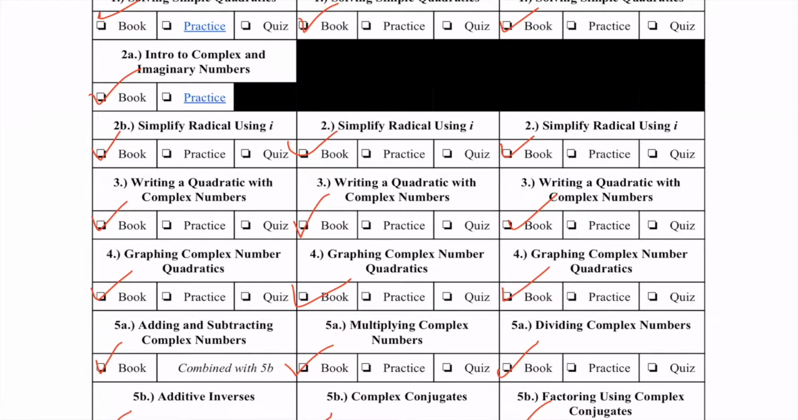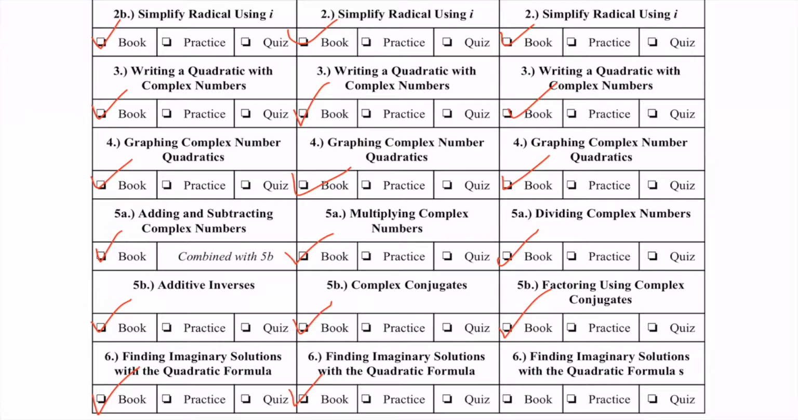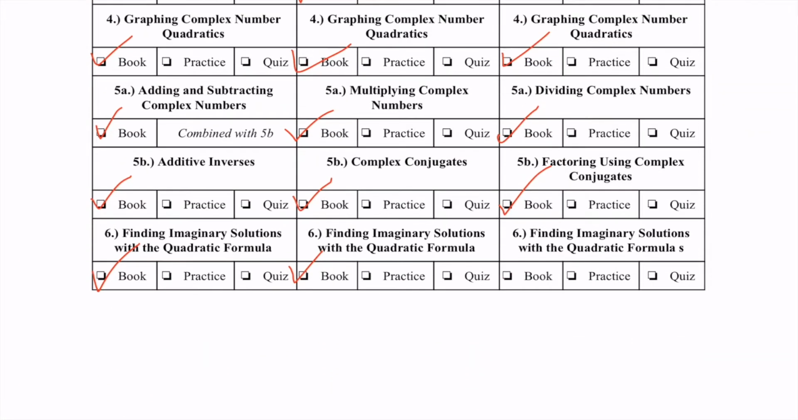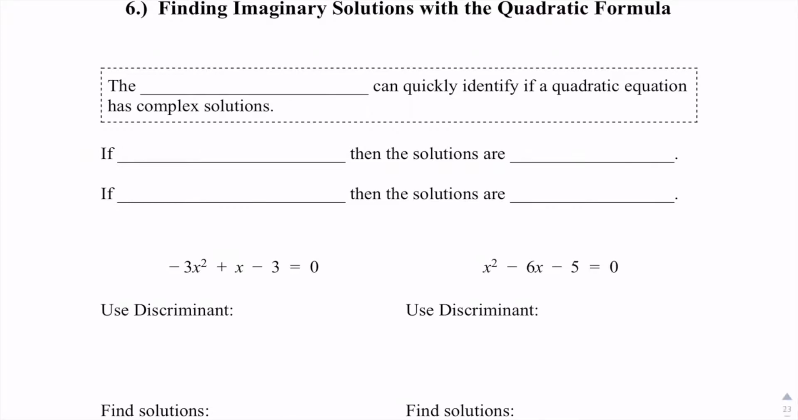Hello again, Algebra 2 students. We're back into our complex number syllabus, and we are on our last lesson in Tier 3, Lesson 6. And we are going to check this off our booklet. All right, so we're going to be finding imaginary solutions with the quadratic formula.